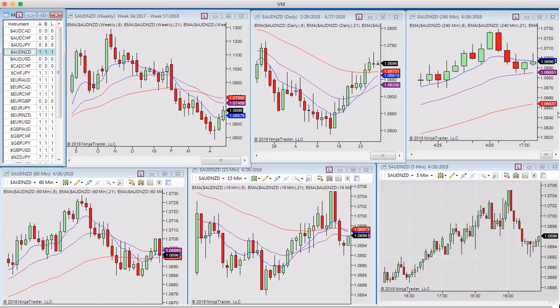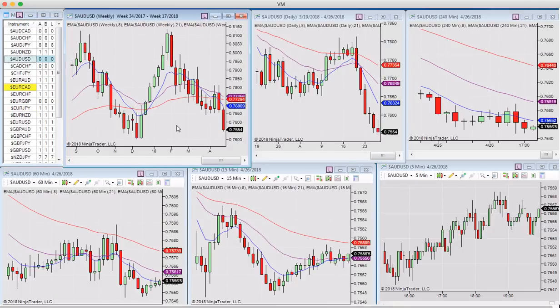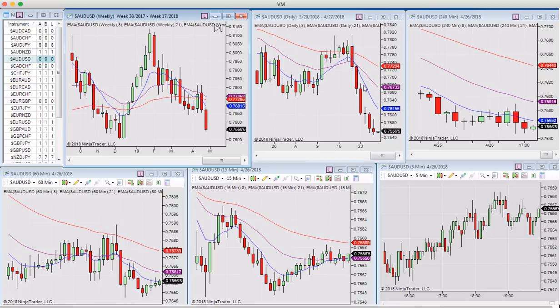Okay, we have the 240 trending up, we have the daily doing nothing, and we have the weekly trending down. That's a clear case of something we want to stand aside for. Okay, here we have the daily strongly trending down, 240 is trending down, 60 is trending down. The weekly is not quite trending down, but that's because the moving averages are lagging. We can say reasonably that this market should test this low here.